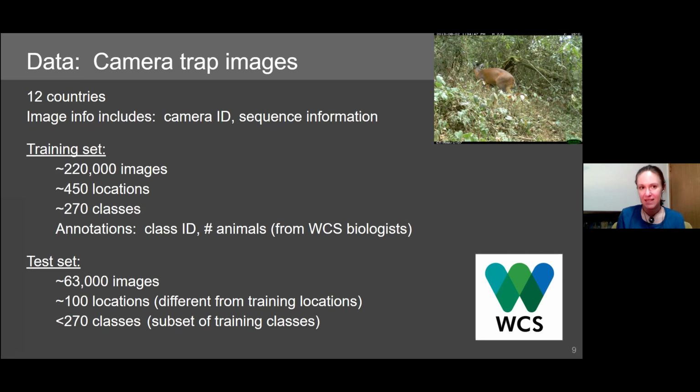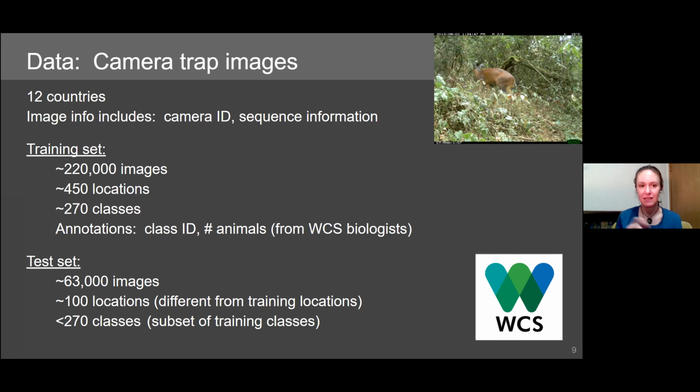The training set of the camera trap images had about 220,000 images from around 450 individual cameras based in these 12 countries, and there were about 270 classes. A class could be a species name, where they used the Latin name of the species, or it could be something like unidentified deer. I think that was one of the classes. There was also a human class, a misfire class, an empty class, stuff like that.